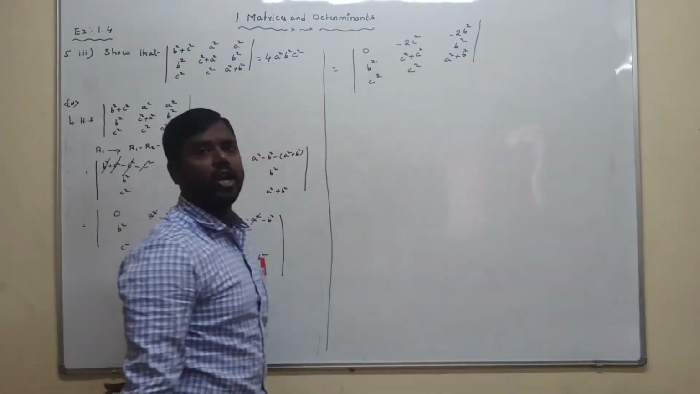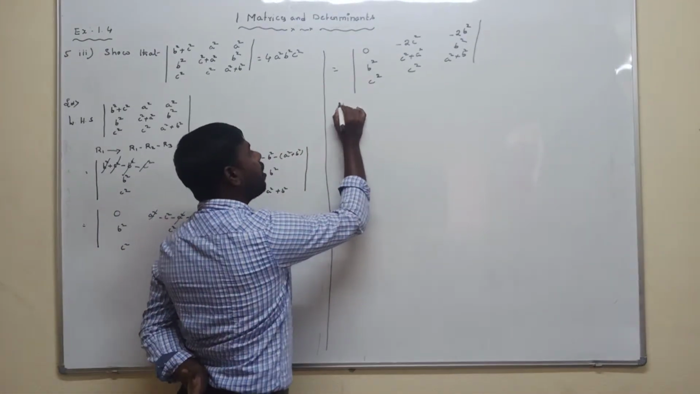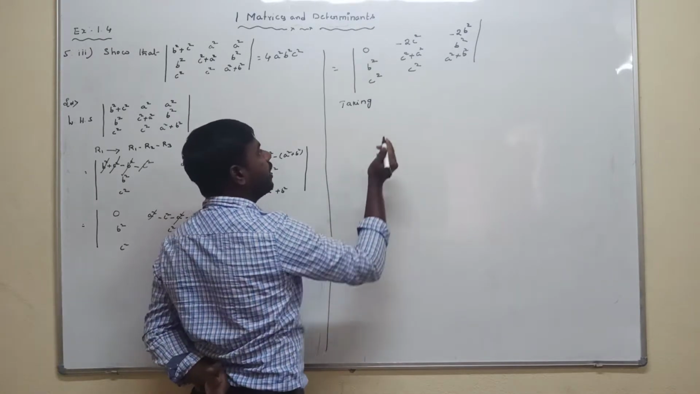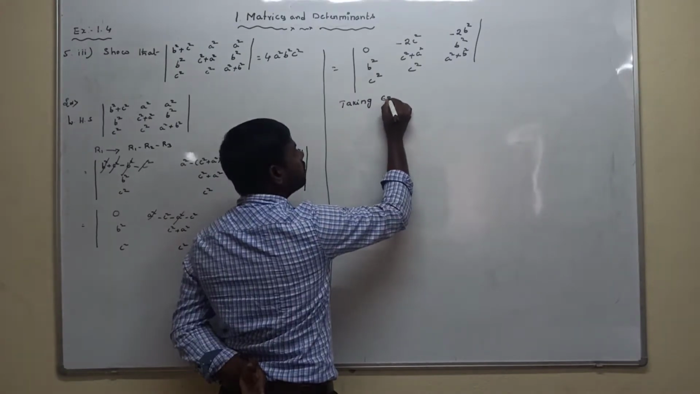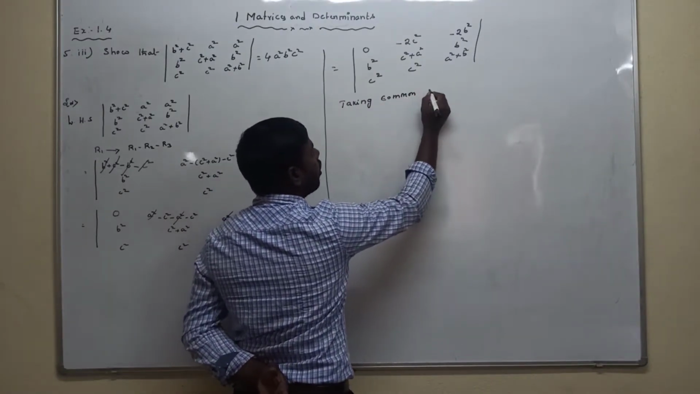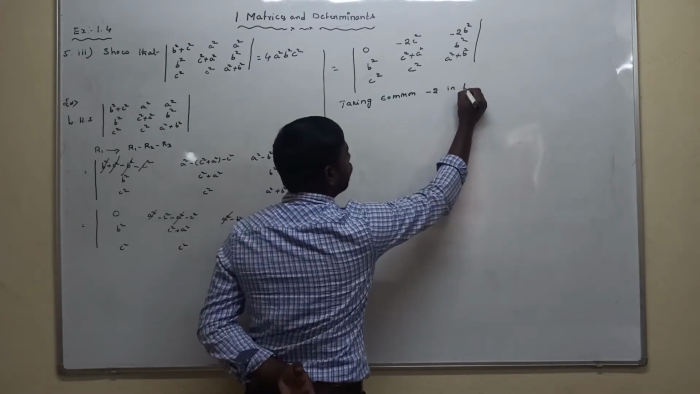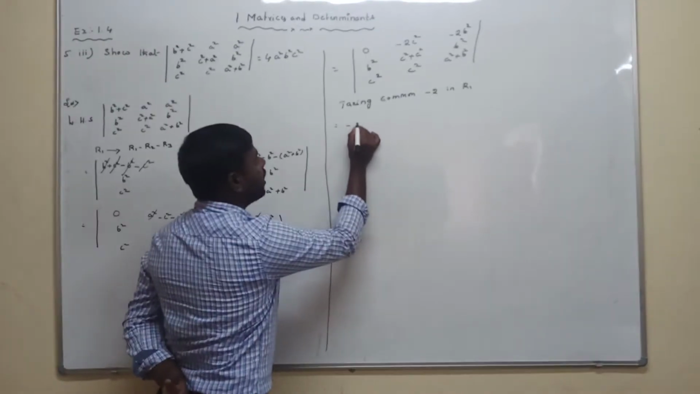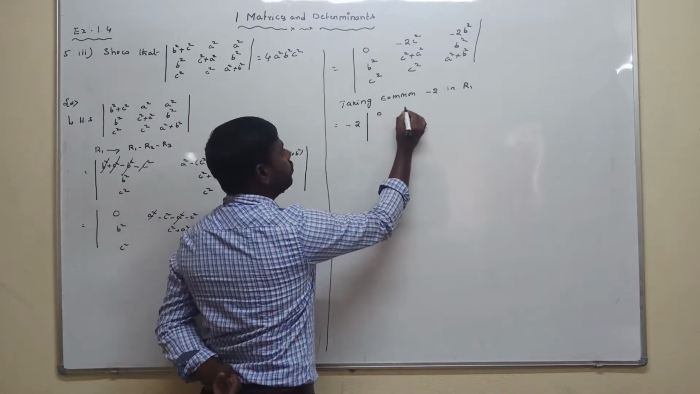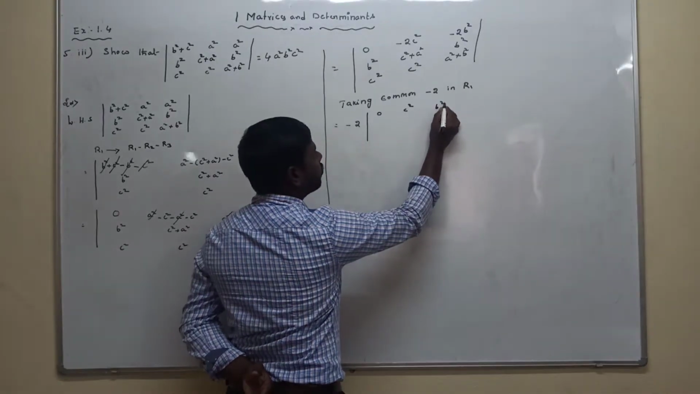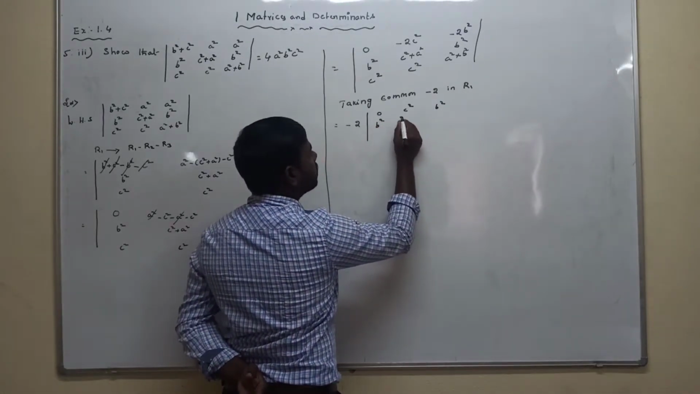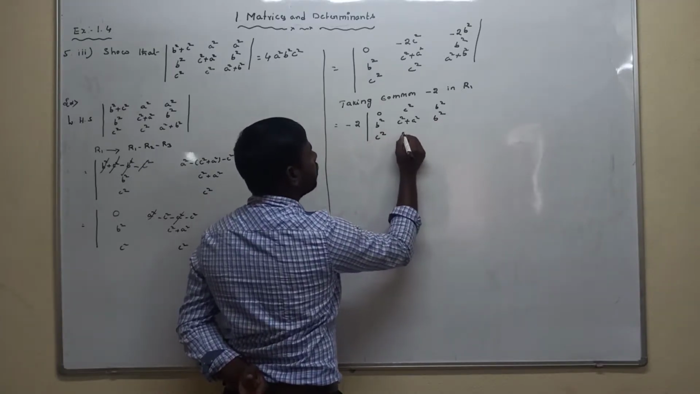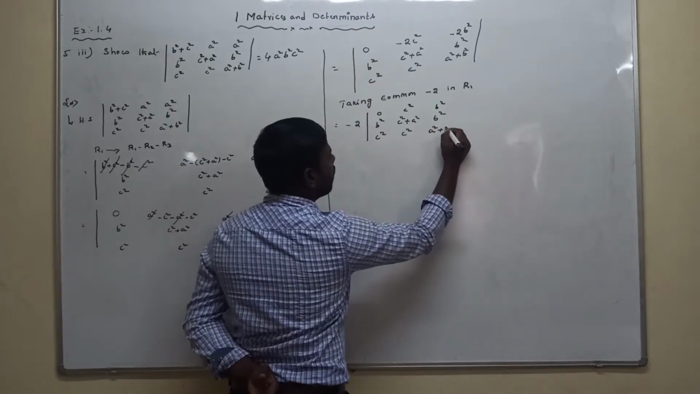First take common minus 2. Taking minus 2 common in the first row, we take it outside. So now we have minus 2 times the determinant with 0, c square, b square; c square plus a square, b square, c square; a square plus b square.